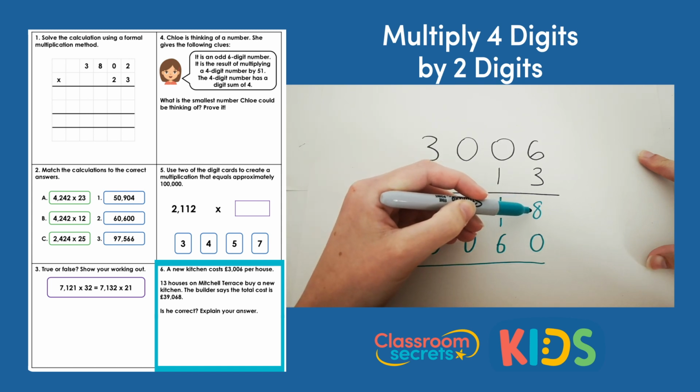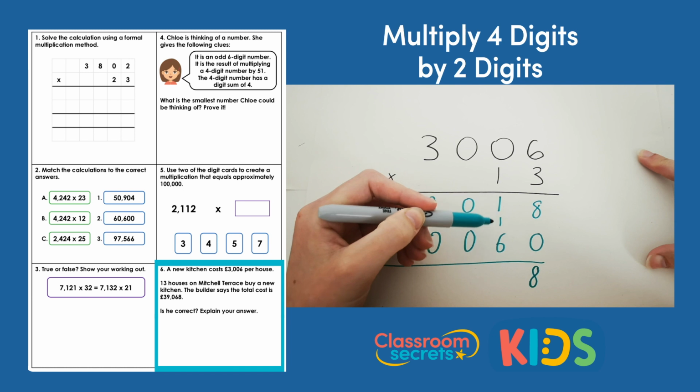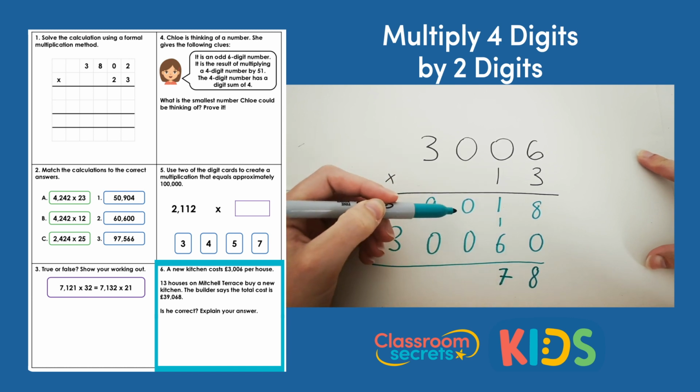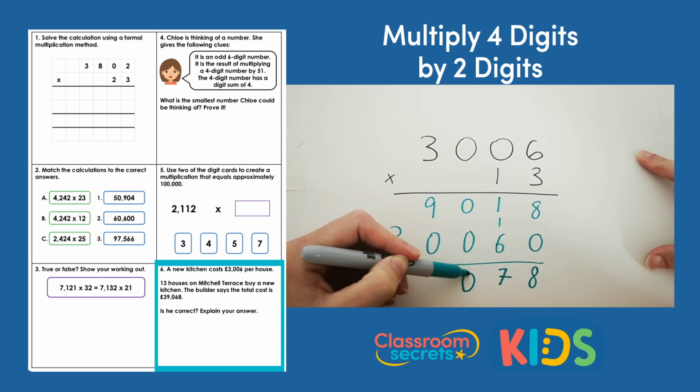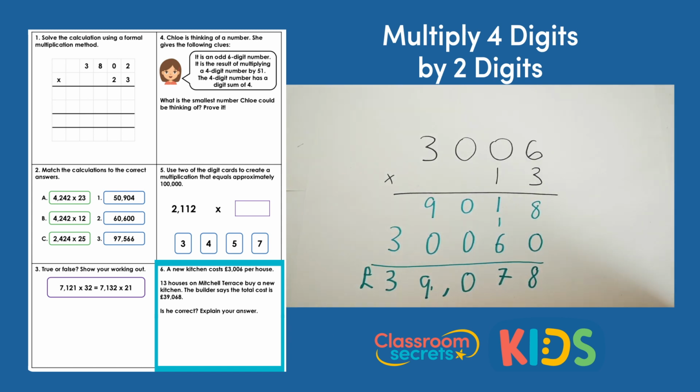So we get 8 add 0 is 8. 1 add 6 is 7. 0 add 0 is 0. 9 add 0 is 9. And 3 add nothing is 3. So the answer is £39,078. Looks to me as though the builder forgot to carry out some addition here.